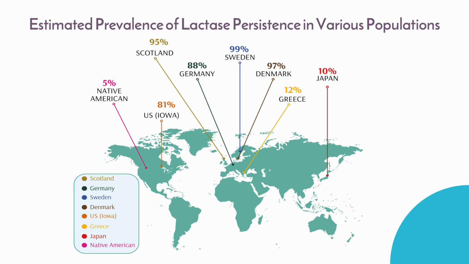As we can see from this diagram, we have Sweden with 99% lactase persistence, Scotland, and Denmark. These are countries whose products are milk-based and they consume a lot of milk products.